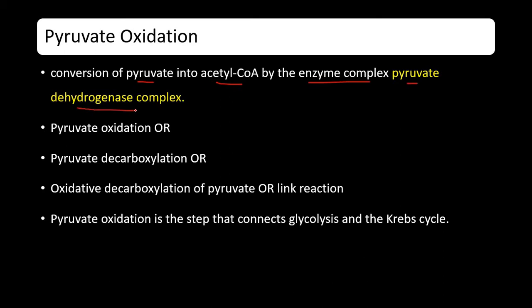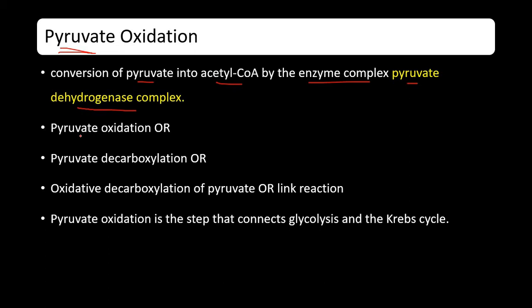In the previous video, we discussed glycolysis, which results in the breakdown of glucose into pyruvate molecules. These pyruvate molecules enter mitochondria and are converted into acetyl coenzyme A before they enter the next step of respiration, that is citric acid cycle.